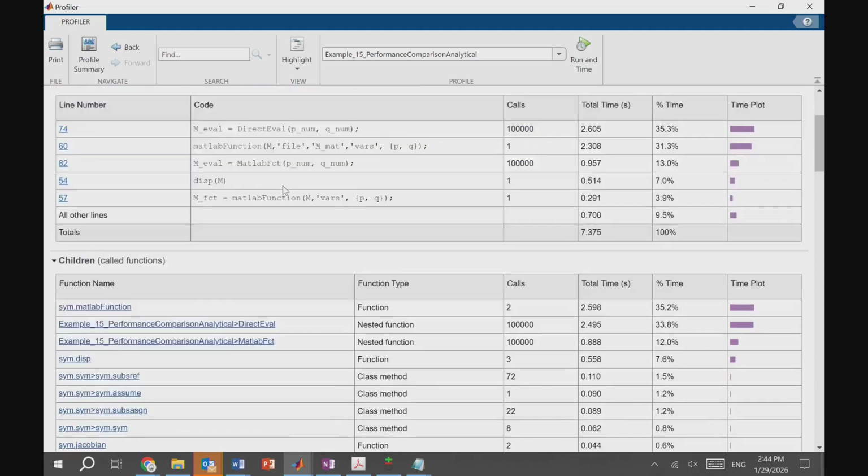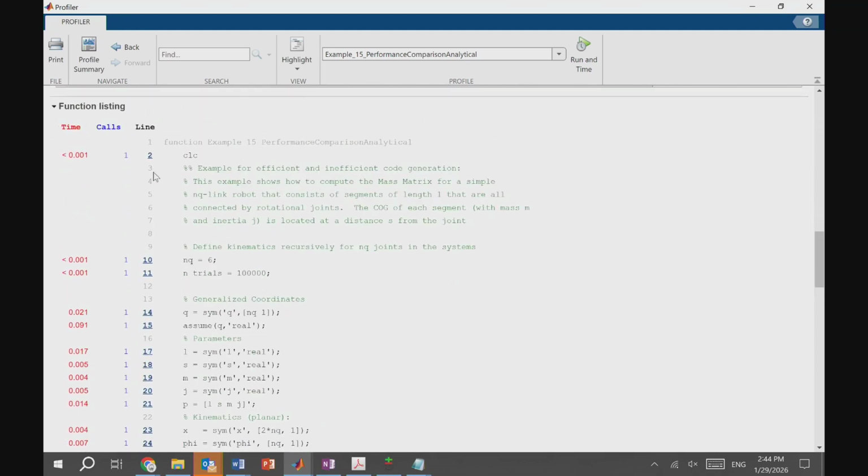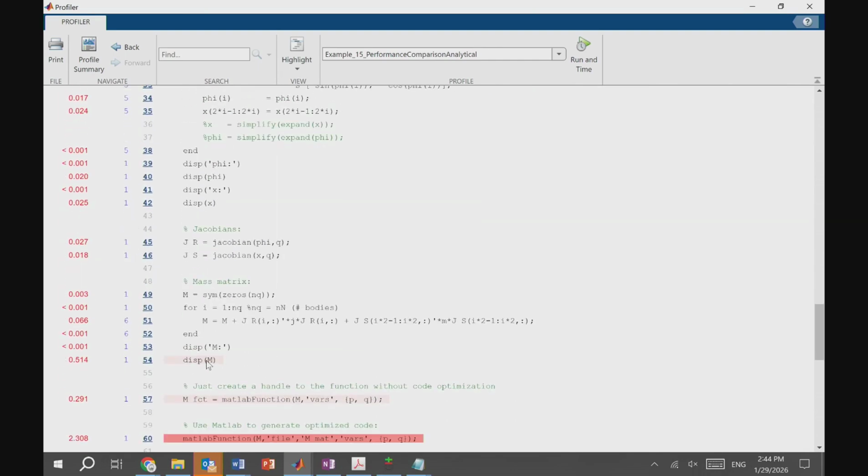I want to look at this again, simply line by line. And you see that in the analytical computation, there's nothing sticking out other than putting stuff on the screen, right?